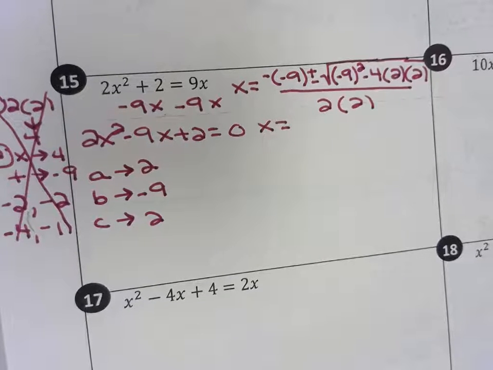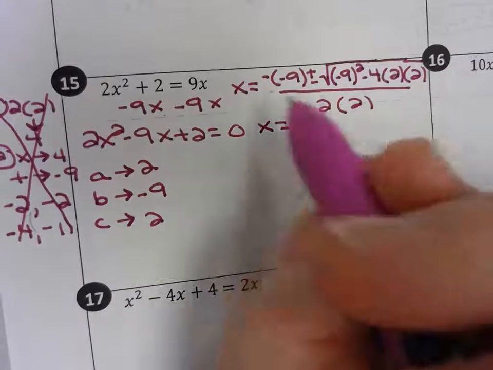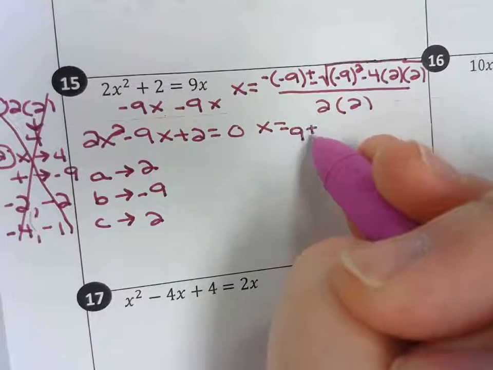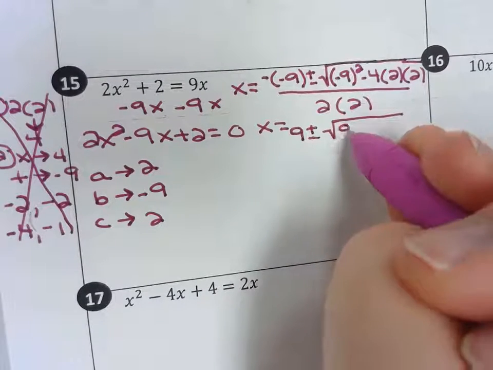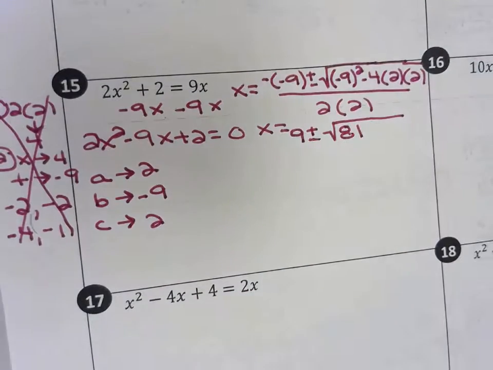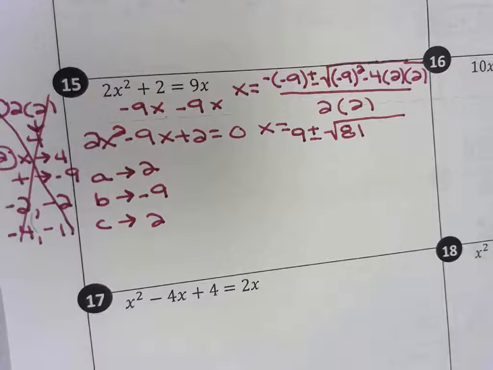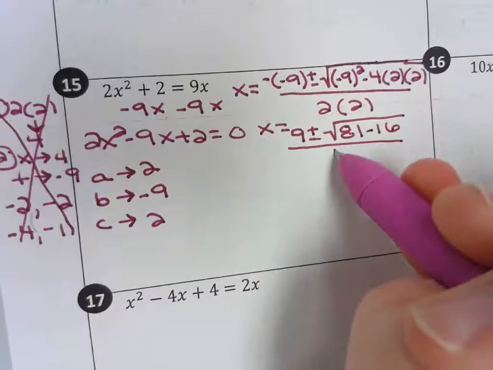Okay, as I start from the top left, let's simplify this. What's a negative times a negative 9? 9, positive 9, plus or minus the square root, negative 9 squared, positive 81. Now when you go through, do not put a minus sign. That negative goes with the 4. So what's a negative 4 times 2 times a 2? Negative 16. So this is a minus 16 all over 4.